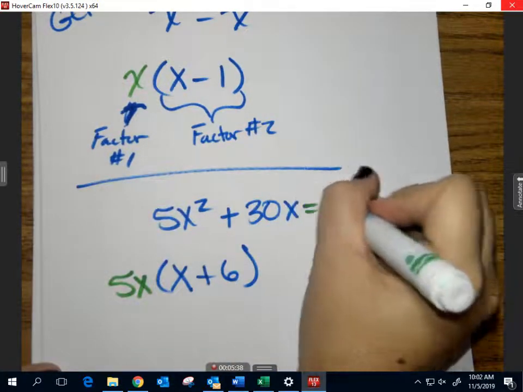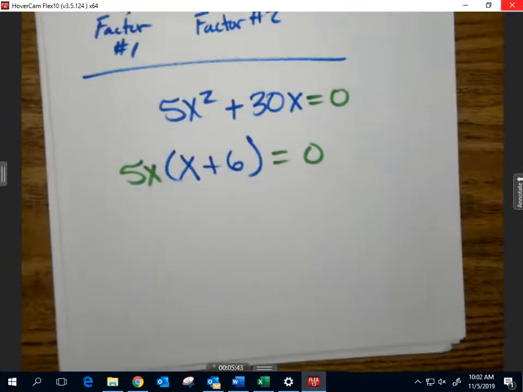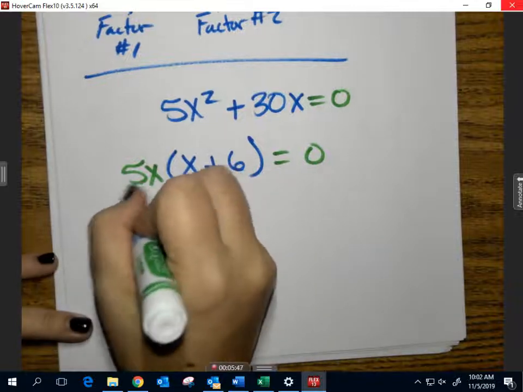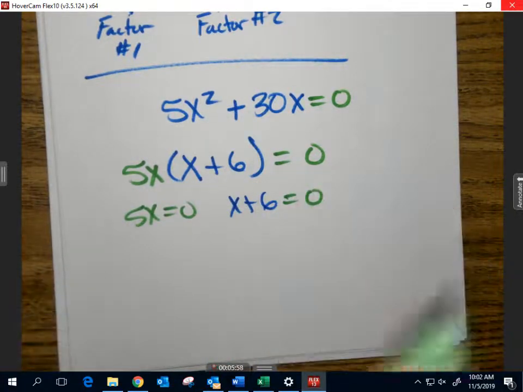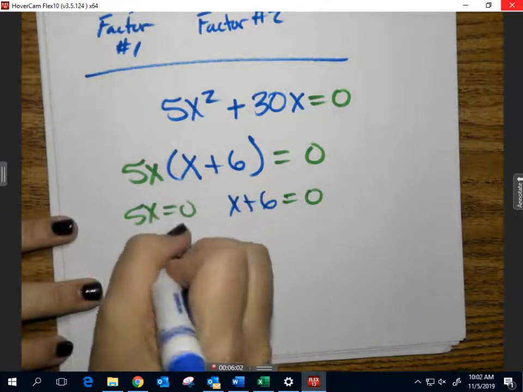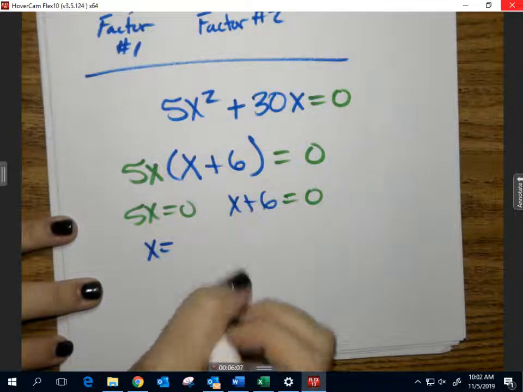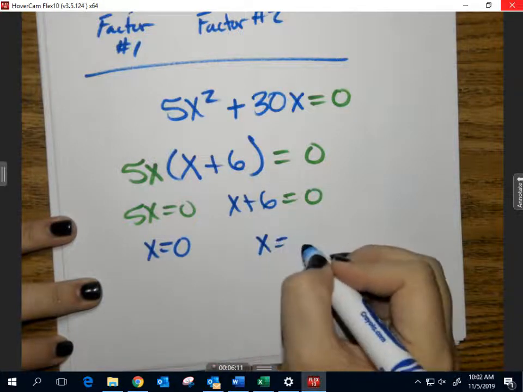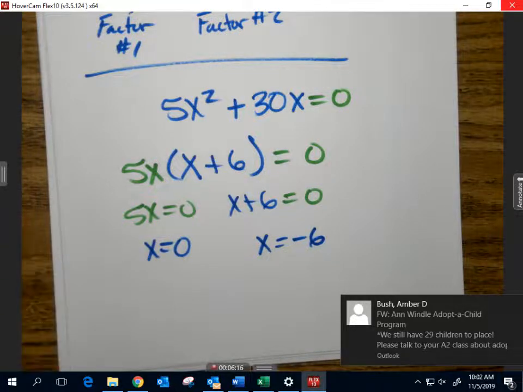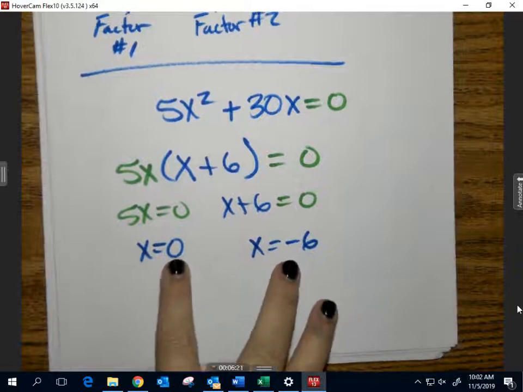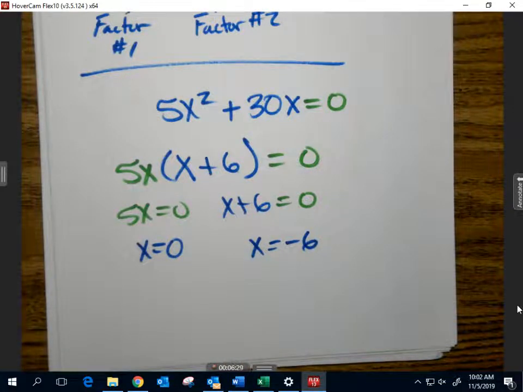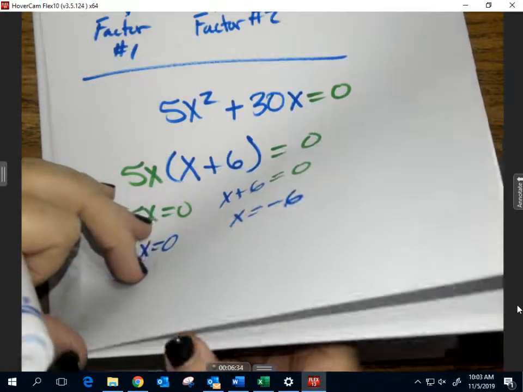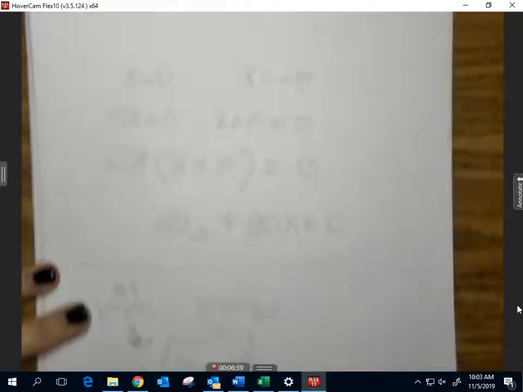If this was set equal to 0, then I'd have to solve it, correct? So I would say 5x equals 0, because that's one factor, and the other one would be x plus 6 is equal to 0. So x equals, 5 times what gives me 0? 0. And what plus 6 gives me 0? Negative 6. Okay, so these would be my two solutions. Now today we're going to take those solutions and plug them back in to find our y, but we're not there right now. So that's one way to factor it. The other way that we're going to factor today is by square root method.